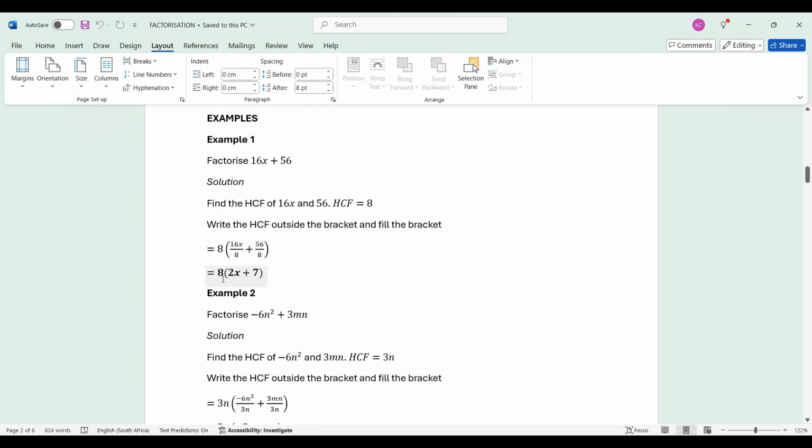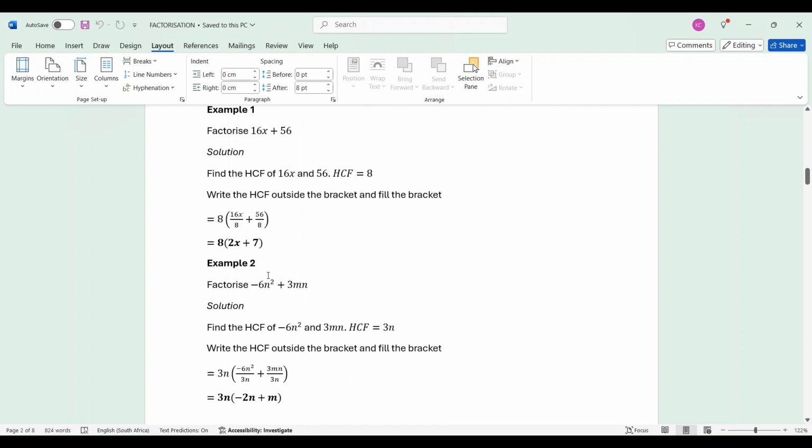So we are left with 8 in brackets. We now have 16x divided by 8, we get 2x. Then 56 divided by 8, we get 7. So our final answer becomes 8 multiplied by this factor in bracket, which is 2x plus 7.